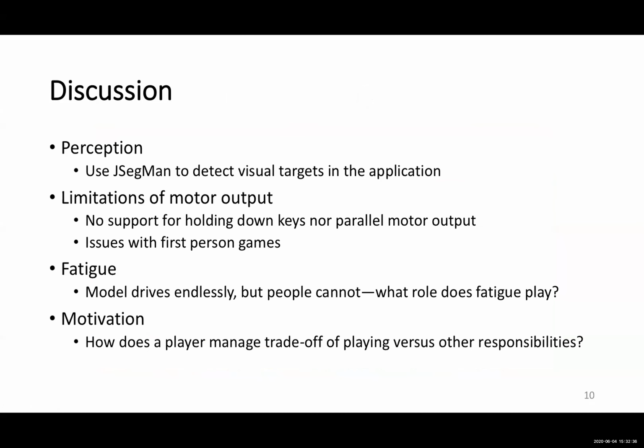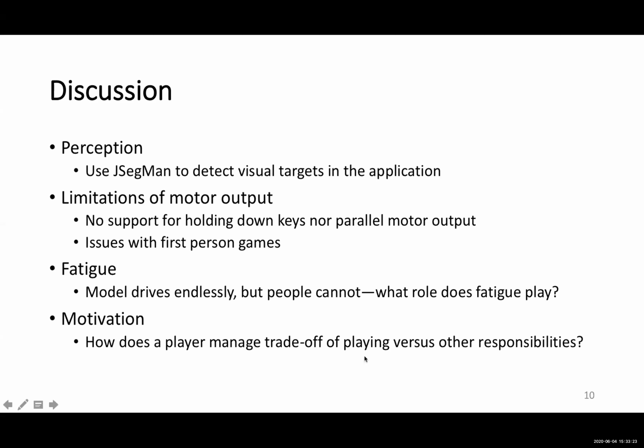So we're using JSegMan right now to detect visual targets in our application and actually interact with it. And once we are satisfied with how we have the perception working and interaction in the game, we can start investigating these limitations of motor output to support holding down multiple keys, or holding down keys and using multiple keys at the same time. We can also start working with issues in first-person games and having a model that manages the relationship between the sensitivity parameter in the game and where a visual target is, and identifying if it has correctly adjusted itself to look at it.